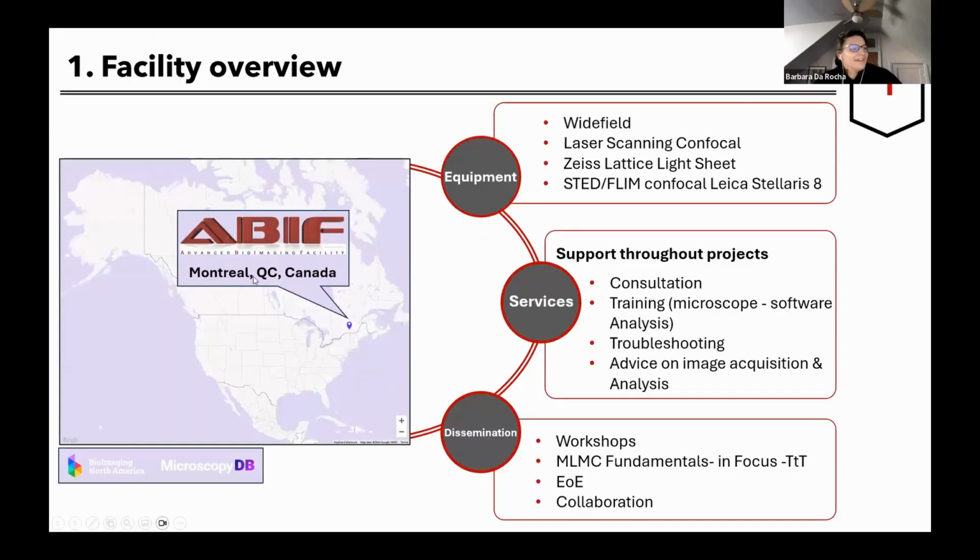I'm working at the Advanced Bioimaging Facility at McGill University, directed by Claire Brown, and we're located in Montreal, Canada. We have a wide range of equipment, and we provide a set of services to our users: consultation, one-on-one training, and support throughout all their projects. We also transfer our knowledge through workshops or microscopy courses, just like the MLMC and so on.